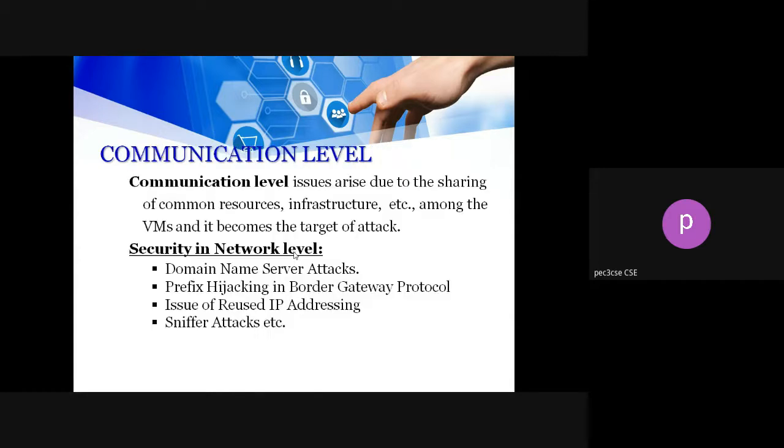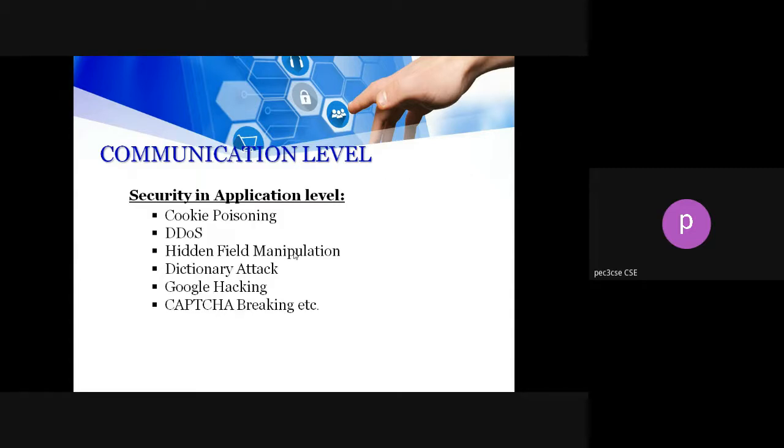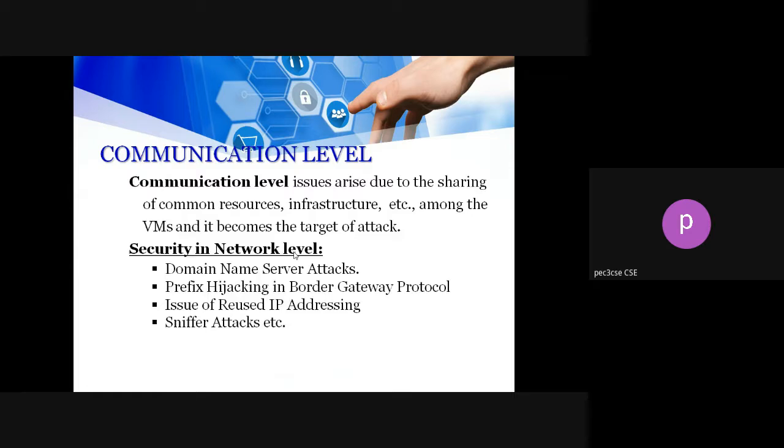So let us first explore the communication level challenges, where this issue arises due to sharing of, as I told you, common resources and infrastructure among the various virtual machines or the remote machines. When we explore in depth, it is network level, application level, and host level. These are the three broad categories. Coming to the network level, what are the security issues that are faced?